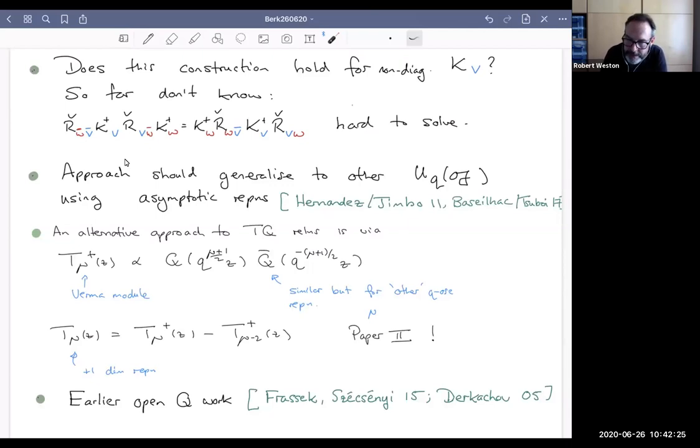The place where it's explained what the connection is between their picture and this picture is in a recent paper by Khoroshkin and Tsuboi. They explain this very nicely. First of all, they explain the R matrix factorization algebraically, and they also say what the connection is with this statement. So Khoroshkin and Tsuboi. Okay, thank you.